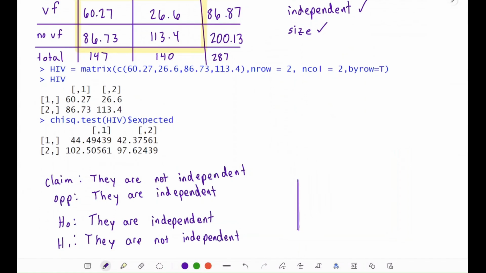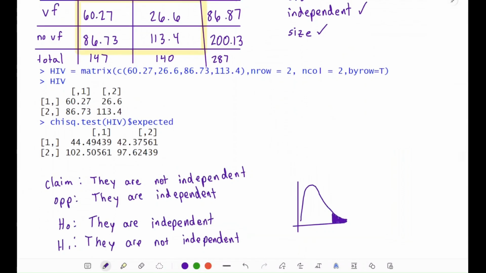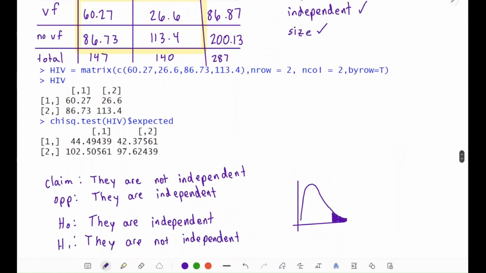Well, this is a chi-squared test. So I'm going to have a right skewed graph. And just like the test for homogeneity, it's always right-tailed. And what was our significance level? 0.01. Okay, there we go.